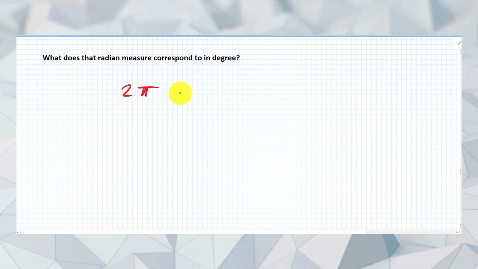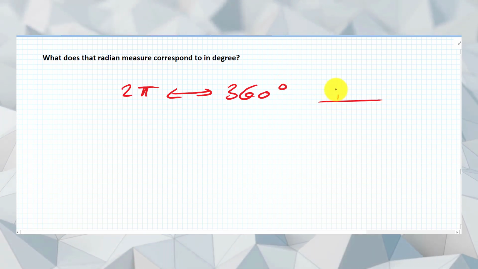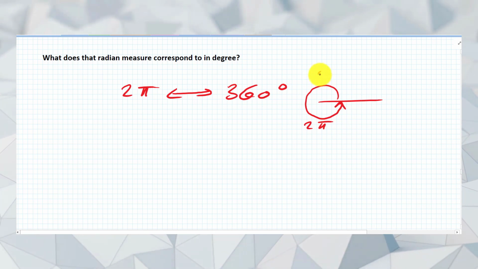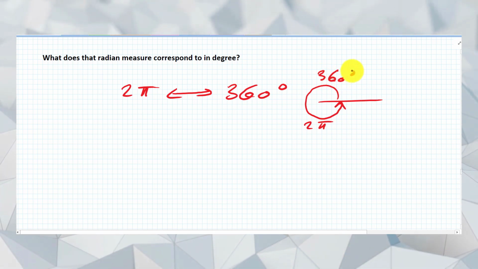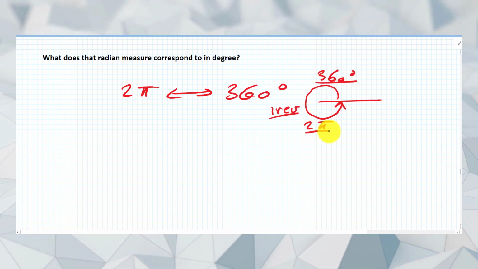So what does that radian correspond to in degrees? So 2 pi corresponds to 360 degrees. Again, this is 1 full revolution. 2 pi or 360 degrees or 1 revolution. All of these are fine units to measure angles, okay?